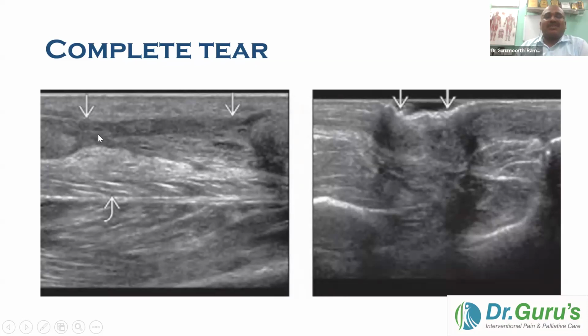So this is a long axis. You can see the proximal end, you can see the distal end. In between, you can see a mixed pattern, maybe because of the blood or some seroma, right? This is for complete tear.